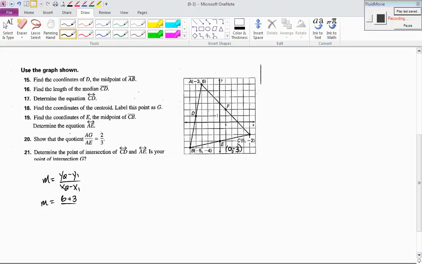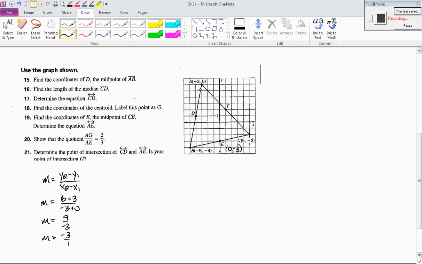Now, as far as the x-coordinates go, we have to go in the same order we used for the y. So if we started with 6 and went to negative 3, we're going to start here with negative 3 and go to 0. So our slope is 9 over negative 3, which reduces to negative 3 over 1. This slope does make sense, because the line drawn from A to E is going downhill, so it should have a negative slope.